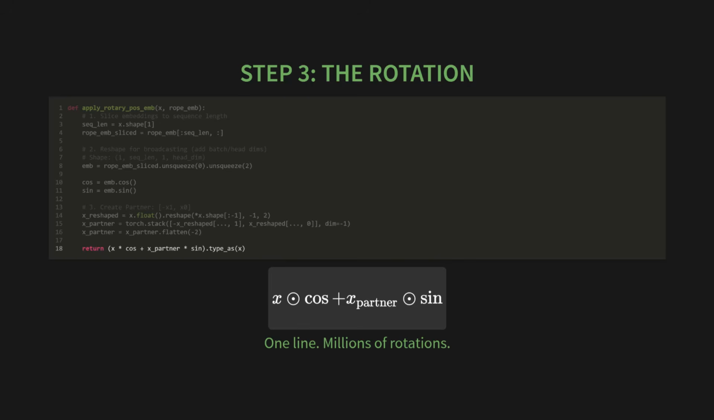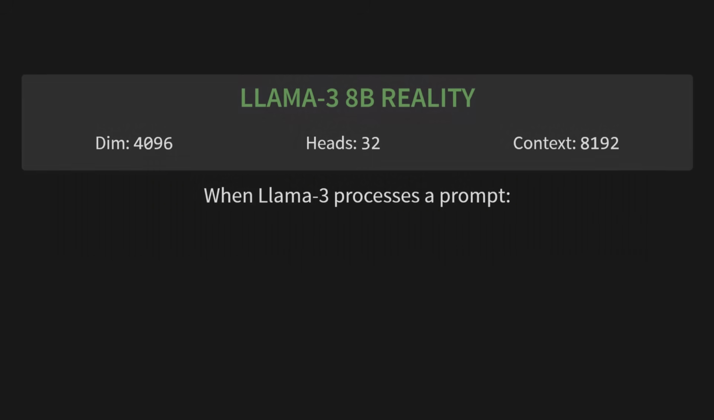Which brings us to the final step, the rotation. It's one line. X times cosine plus x partner times sine. That's our vectorized formula. In this single line of code, we are performing potentially millions of 2D rotations, all in parallel. And I want to be clear, this is not a toy example.